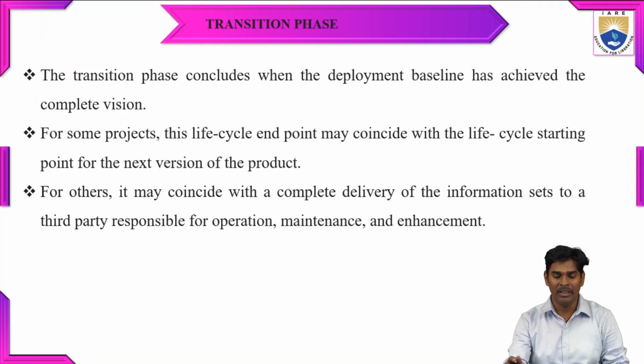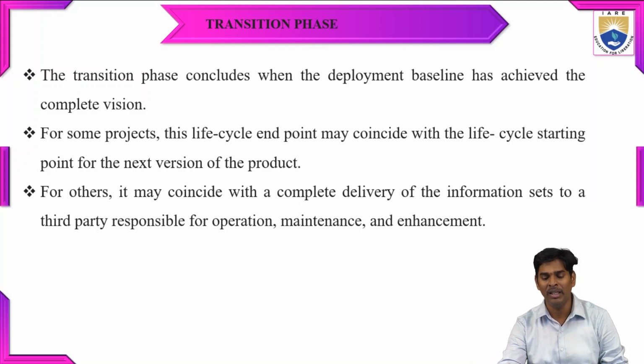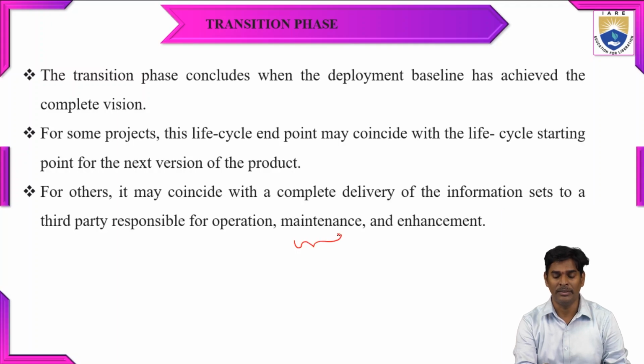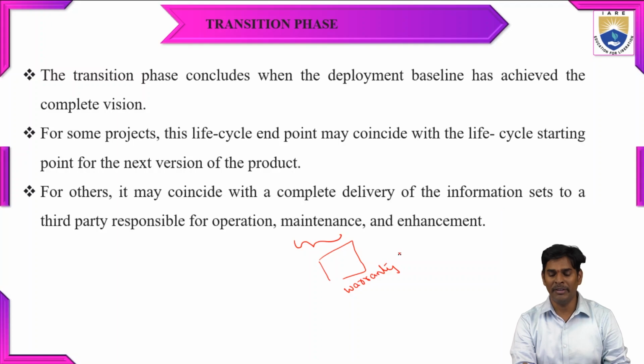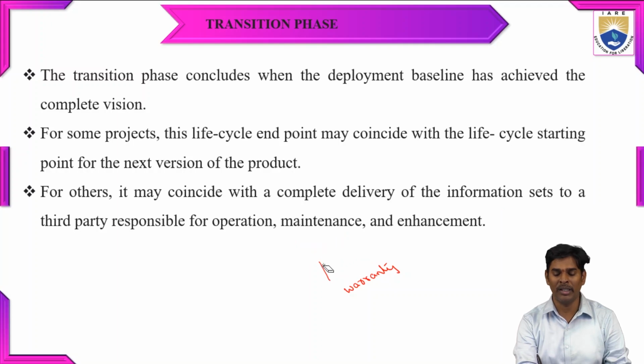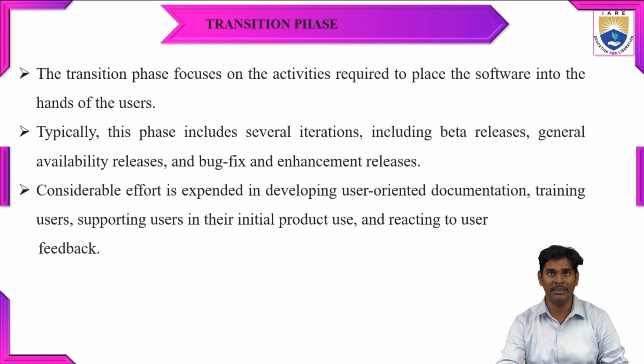That's why they need to give clear information about the delivery of the information for the third party responsible for the operations, maintenance and enhancement. Maintenance is very important here, because when they are delivering the product, during this time, if any product gets a defect, the maintenance is what we can call the warranty period. If any product has a defect, they need to replace it with a new product, or they need to maintain that particular software so it works without any errors here.